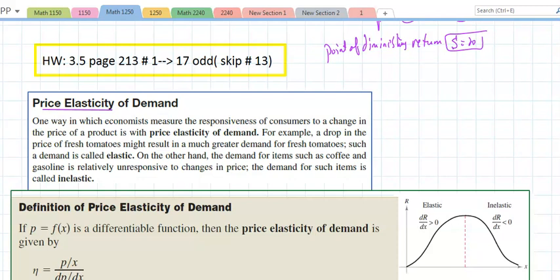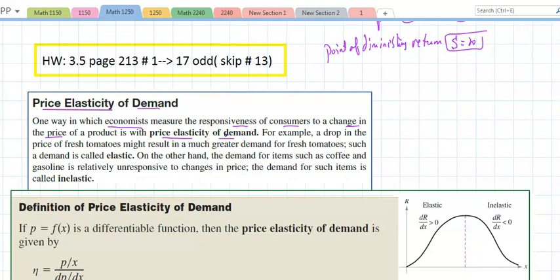Continuing on with section 3.5, we would like to look at price elasticity of demand. Demand is a massive force in economics. You really need to know what policies affect the demand, and one way in which economists measure the responsiveness of consumers to change in price of a product is with price elasticity of demand.